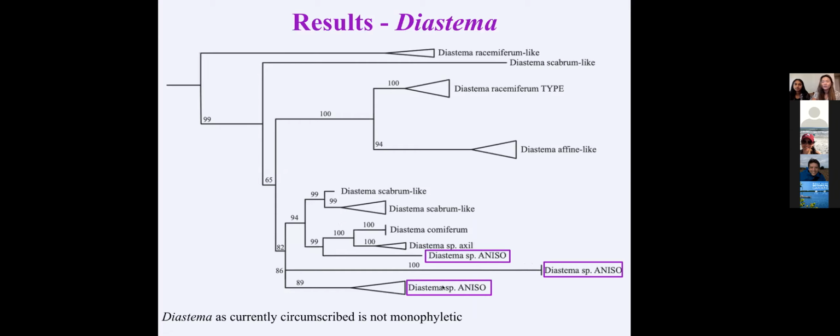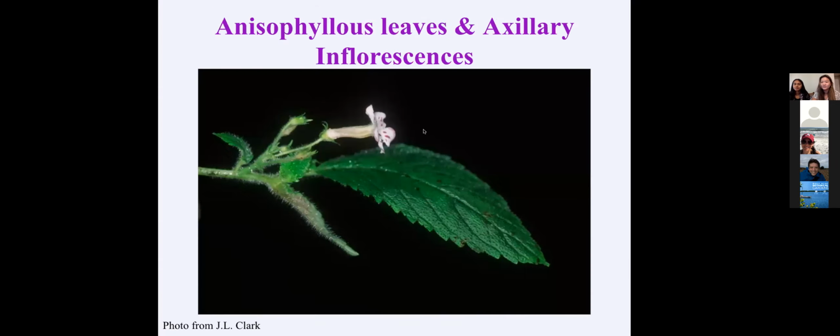We believe that with expanded sampling, all the species with anisophilous leaves will come together in one clade. Each of these groups represents multiple samples, and like the samples within the Diastema species axil group, they are all new species as well. This is just an example of a Diastema with anisophily and also axillary inflorescences.